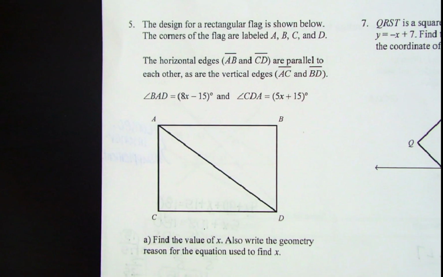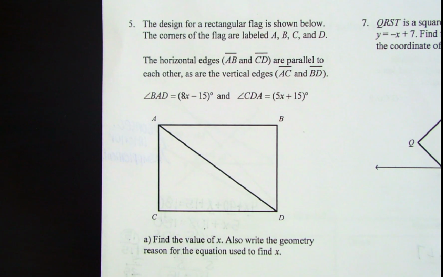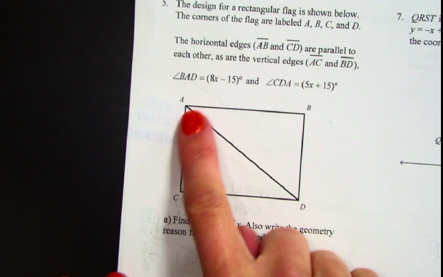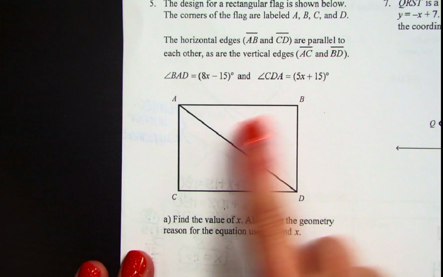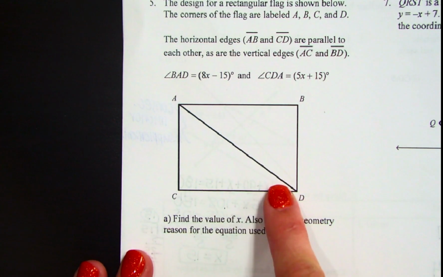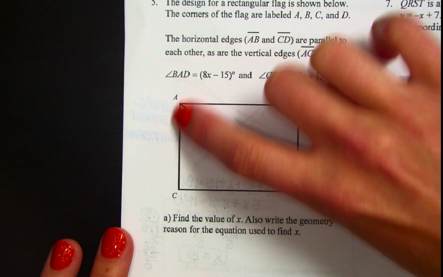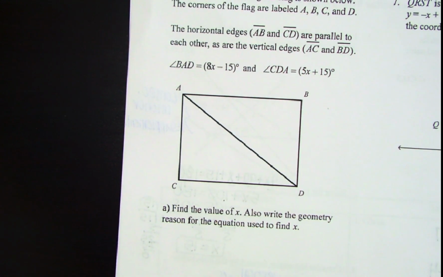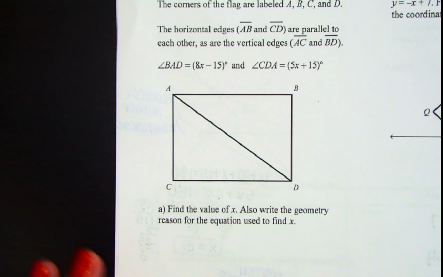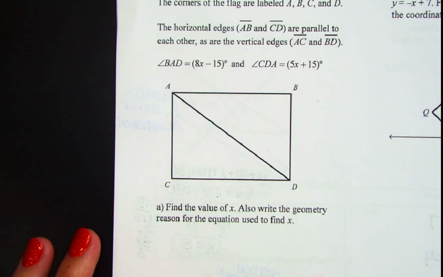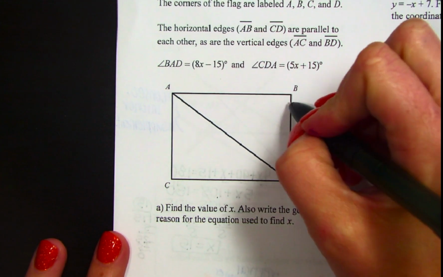Number 5, they're giving us a design for a rectangular flag, and the corners are labeled A, B, C, and D. The horizontal edges are parallel, so we have AB and CD are parallel, and the vertical edges, AC and BD, are also parallel to one another. So let's write that down.